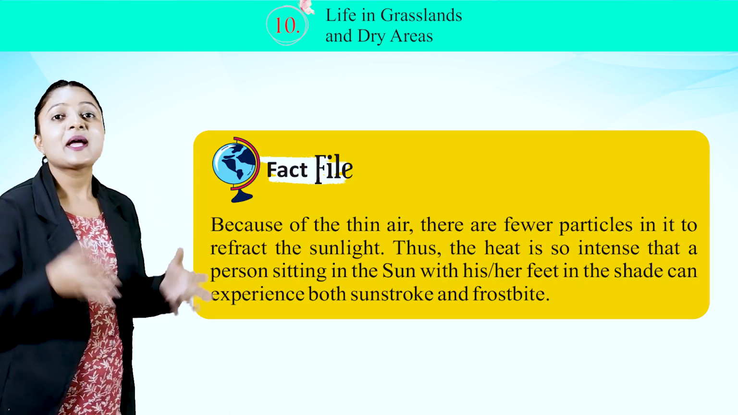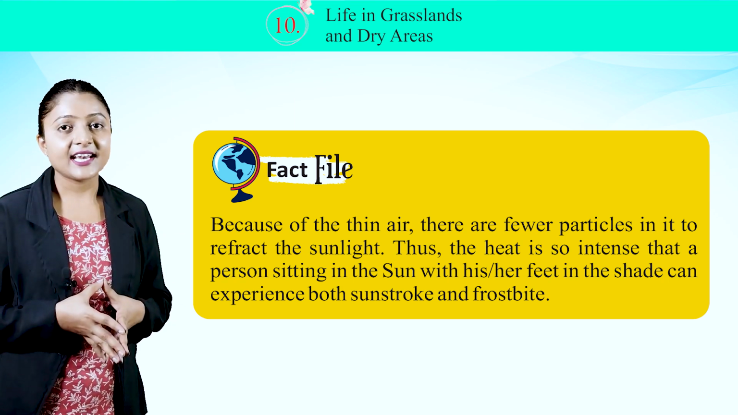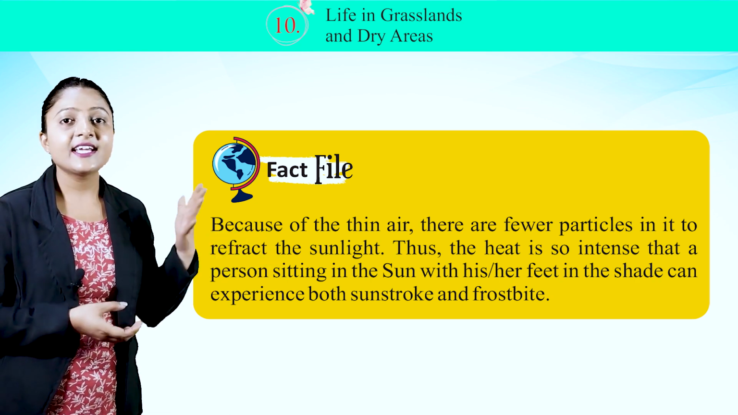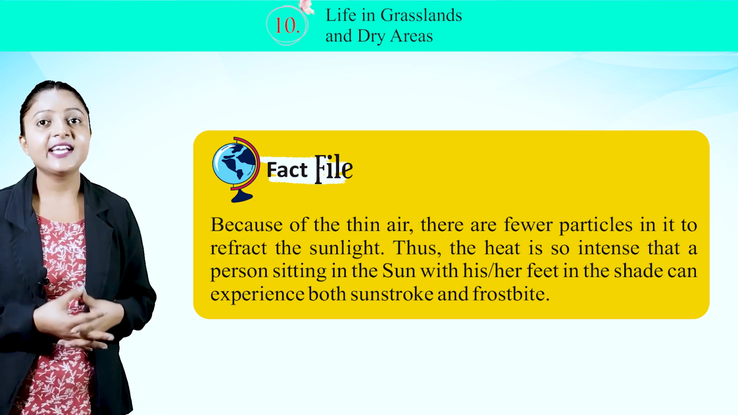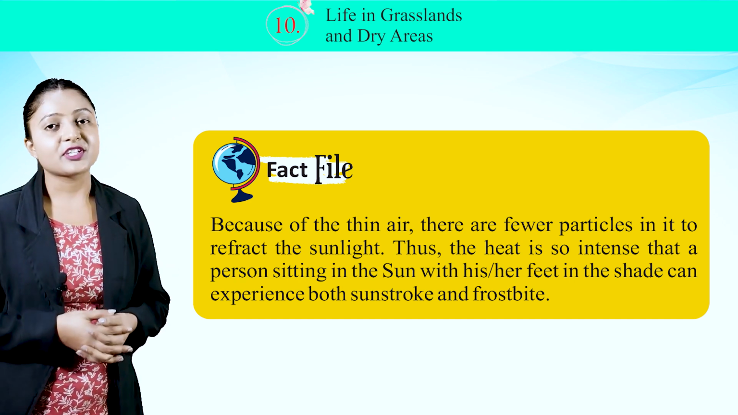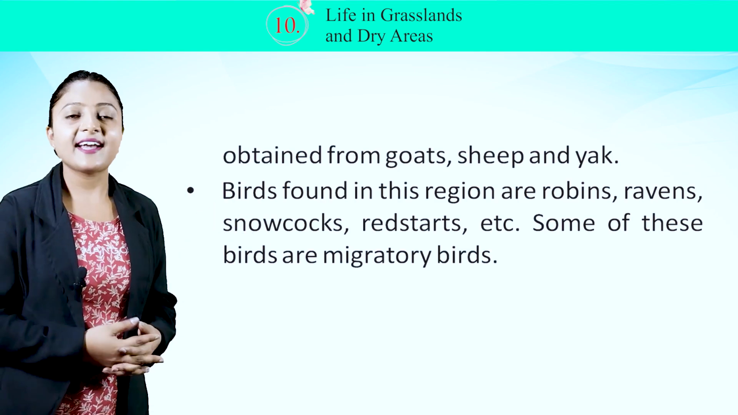Fact file: because of the thin air, there are fewer particles in it to refract the sunlight. Thus, the heat is so intense that a person sitting in the sun with her feet in the shade can experience both sunstroke and frostbite. Milk and meat are obtained from goat, sheep and yak.